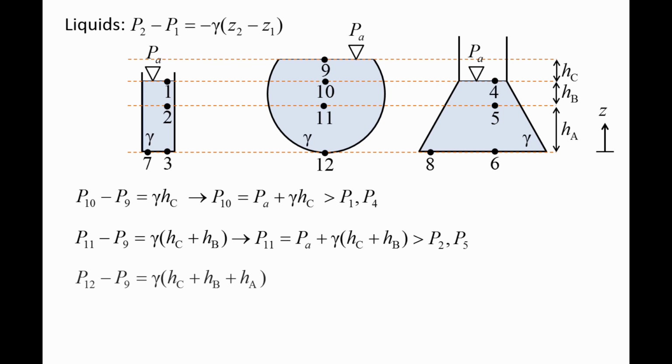Finally, to find the pressure at point 12, we can use the equation P12 minus P9 equals gamma times Hc plus Hb plus Ha. Rearranging the equation and plugging in PA for P9, we have P12 is equal to PA plus gamma times the quantity Hc plus Hb plus Ha. The pressure at point 12 is greater than the pressure at points 3, 6, 7, and 8, even though all 5 points are at the same elevation.